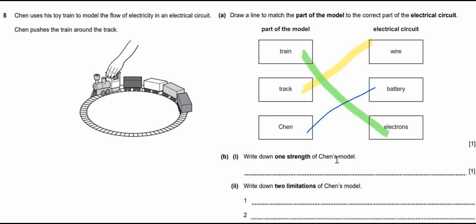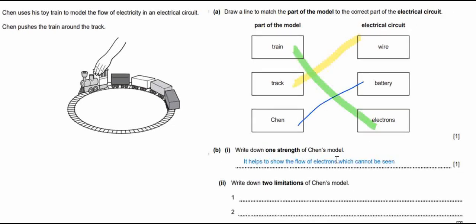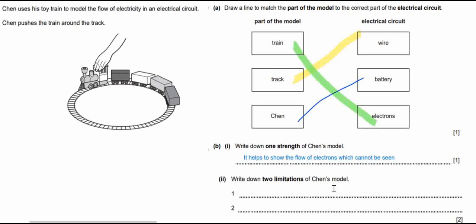Right, time up. If you have not finished, you may pause this video. Let's check out the answer. So it helps to show the flow of electrons which cannot be seen. That's the strength of Chen's model. Next, B part 2, write down two limitations of Chen's model. You got another 10 seconds from now.